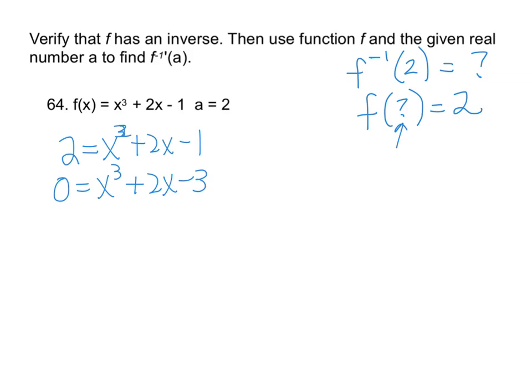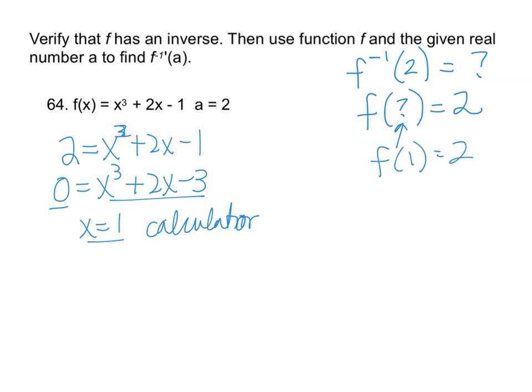I mean, you could kind of guess, right? Because if you let x equal 1, then you would have 1 plus 2 minus 3. But most likely you would put this in a calculator, and you would put this in y1 and this in y2, and you would see where they intersect, which is basically the x-axis. So we have found x. This means that f of 1 is equal to 2.